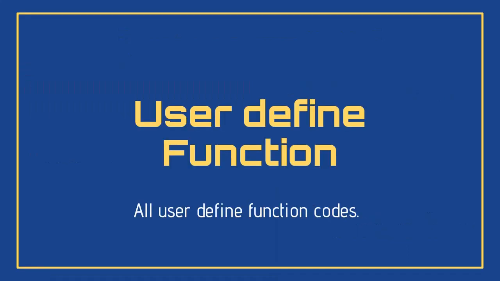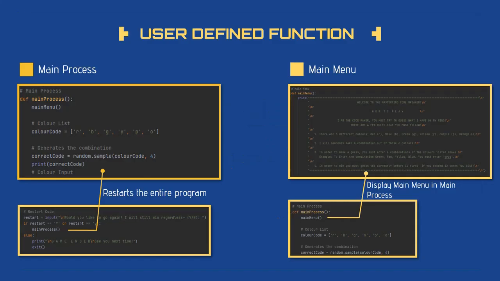Lastly, we'll be talking about user-defined functions, which are functions that we define ourselves to do certain tasks. There are two user-defined functions, the main process and the main menu. The main process restarts the entire program, while the main menu displays the main menu in the main process.